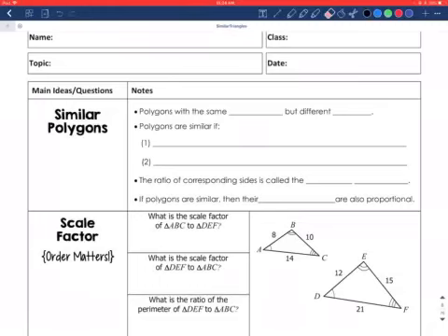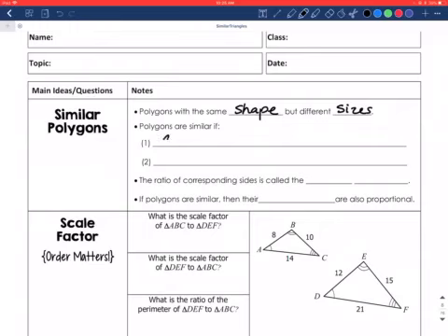All right, so similar polygons. We're talking about similar triangles, but we'll also have some quadrilaterals thrown in here as well. But we are comparing similar to what we just learned, which is congruent. So if two things are congruent, they have the same shape and the same size. But similar polygons have the same shape but different sizes.